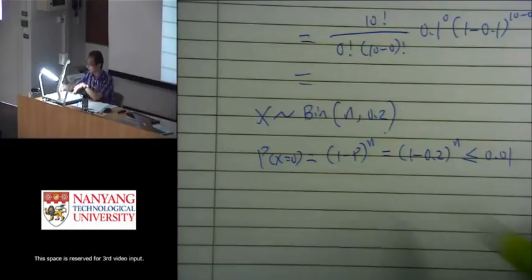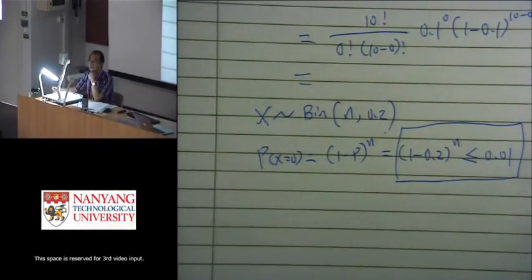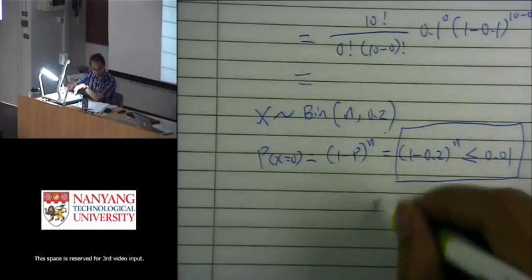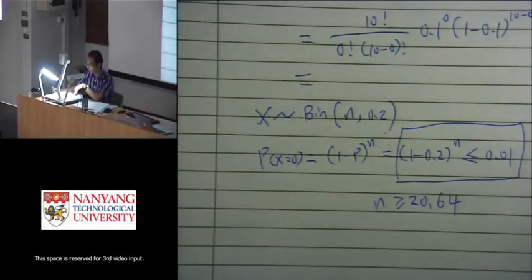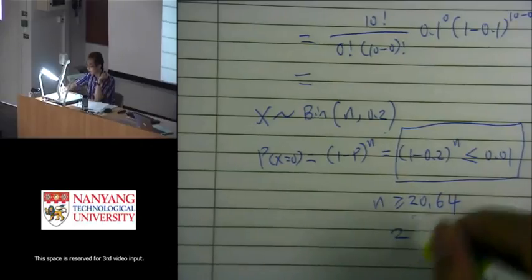Okay, so this one, can you solve it to get n? We get n is larger than or equal to 20.64. Because the sample size is an integer, we should take 21 or 20. Exactly.